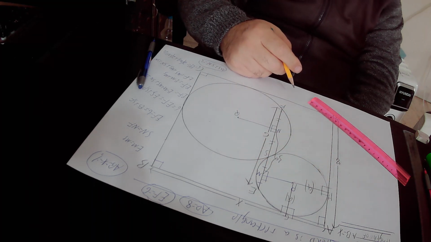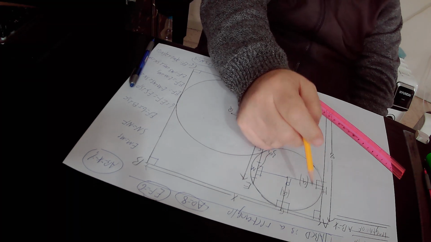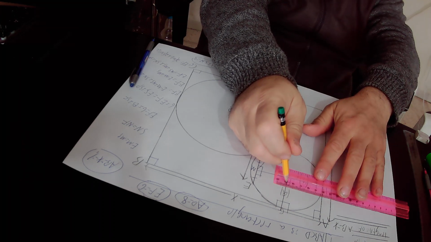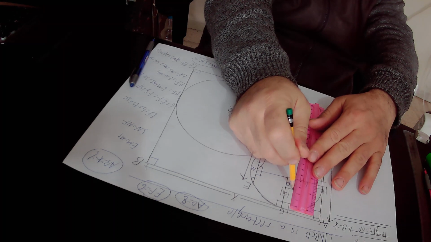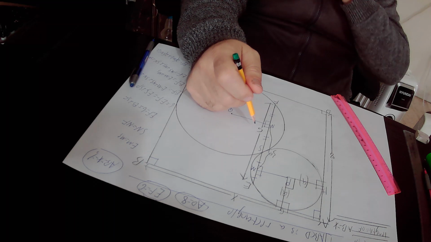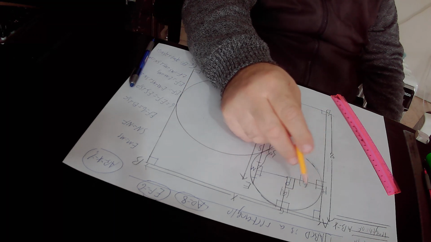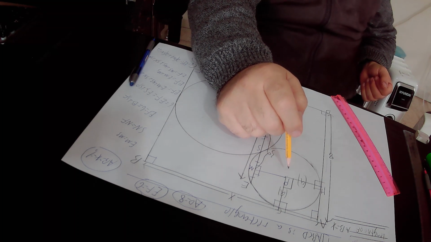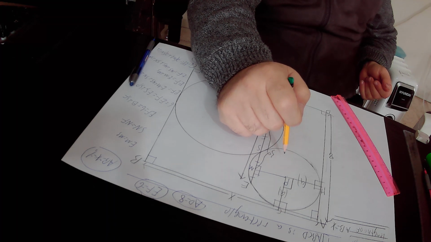So inside the quadrilateral AGHP, we have 1, 2, 3 right angles. Therefore, the fourth angle must also equal 90 degrees, according to the rule that the sum of the angles in any quadrilateral is equal to 360 degrees. So inside quadrilateral AGHP, we have 4 right angles. Any quadrilateral that has 4 right angles must be at least a rectangle if not a square.